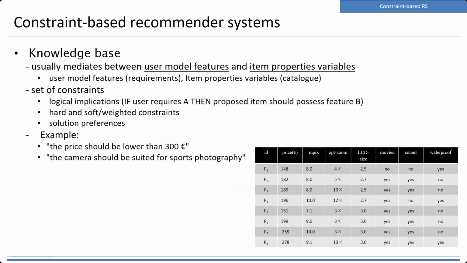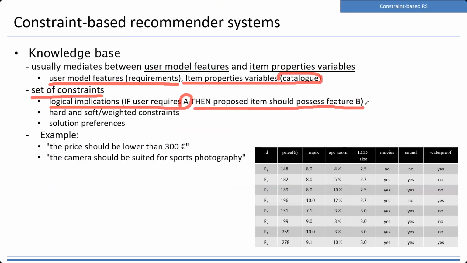Knowledge space. What is knowledge space? The knowledge space is usually to mediate, or connect, between user model features and item property variables. User model features means the requirements, and the item property variables means the catalog. The catalog means the product variables. We will have a set of constraints. The set of constraints is the logical implication: if the user requires A, then the proposed item should possess feature B.